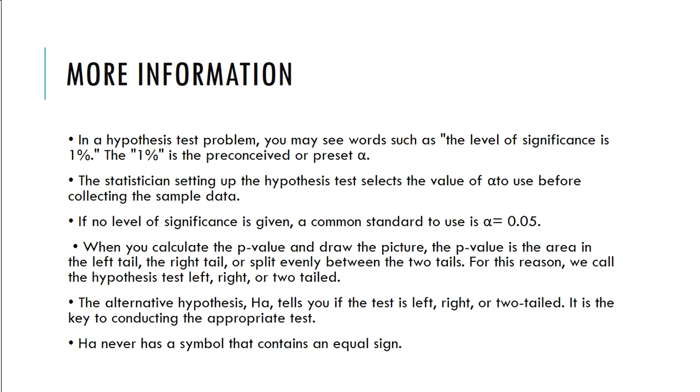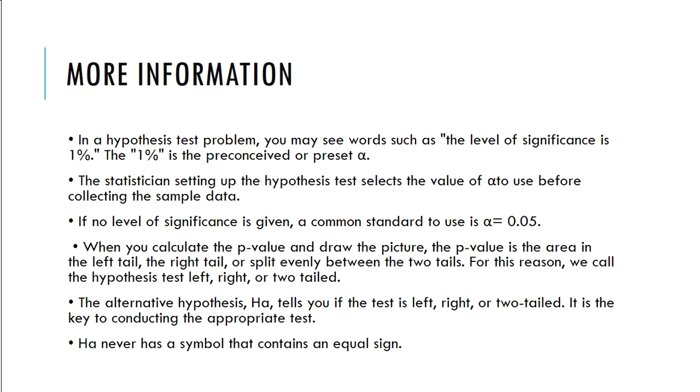All right, so let's talk about some basic stuff. In a hypothesis test problem, you may see words such as "the level of significance is 1%." The 1% is the preconceived or preset level of significance. The statistician setting up the hypothesis test selects the level of significance to use before collecting the sample data. Why is this important? My level of significance is how I'm fine-tuning this test to see its relationship to the null hypothesis. A standard that we use in statistics is 0.05, or 5%, as the level of significance.